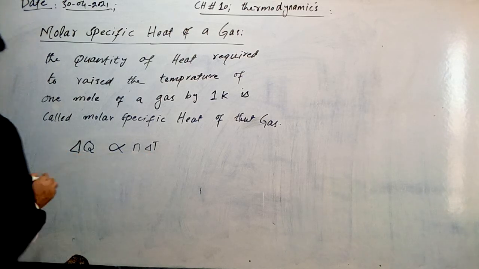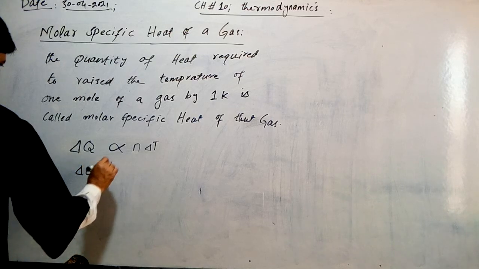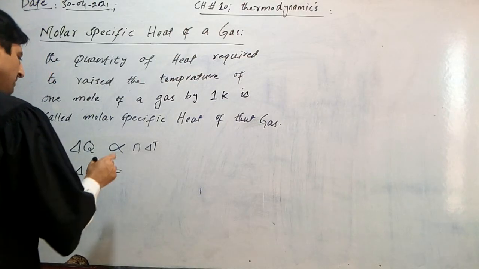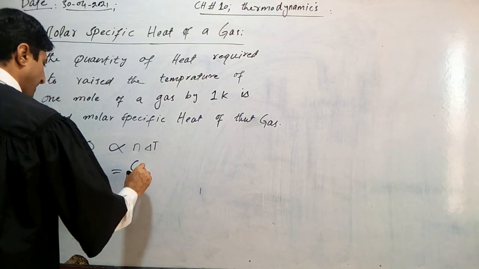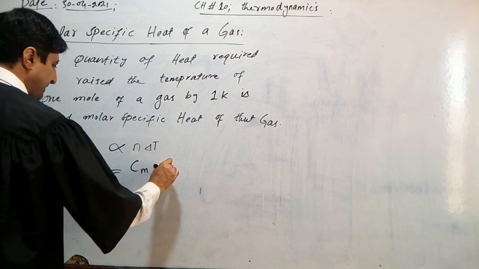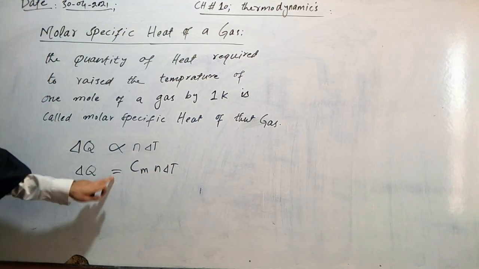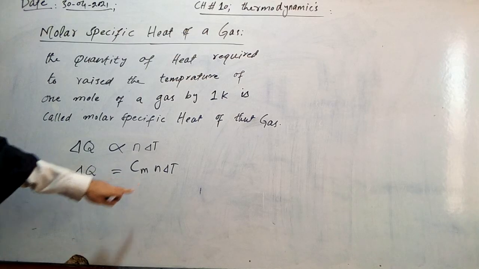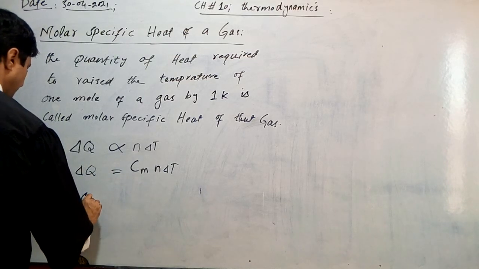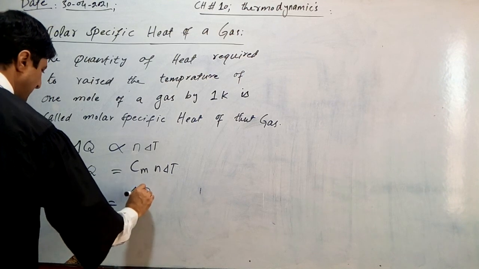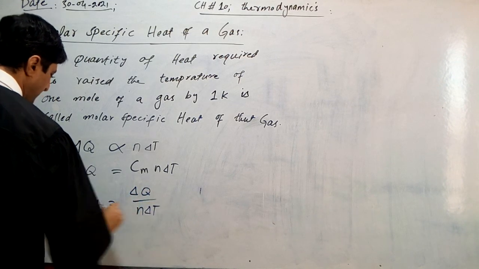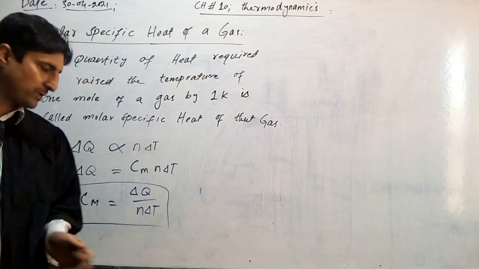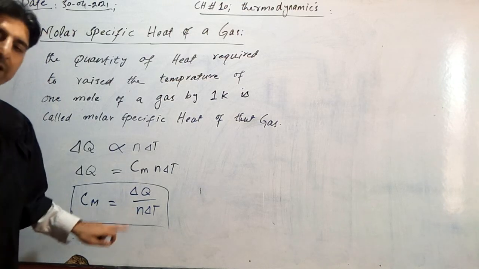Converting this into an equation, we get delta Q equal to Cm n delta T. This Cm is the constant of proportionality, known as molar specific heat capacity or molar specific heat of a gas. So we can write Cm equal to delta Q divided by n delta T. This is the expression for molar specific heat capacity of a gas, the amount of heat required to raise the temperature of 1 mole of a gas by 1 Kelvin.